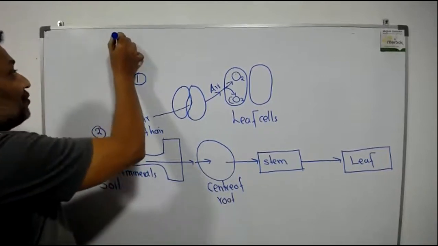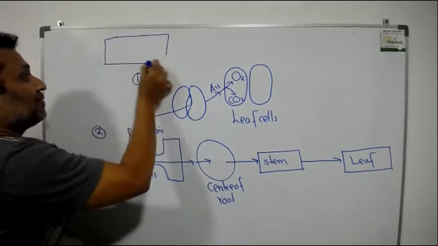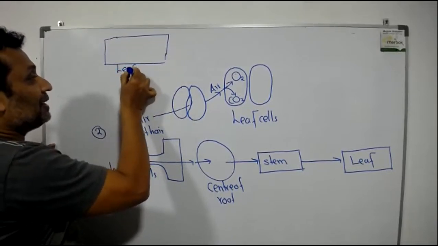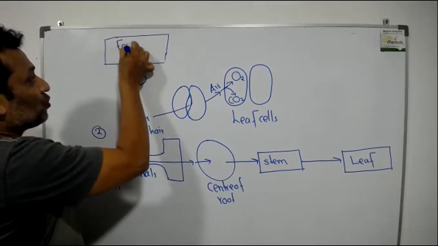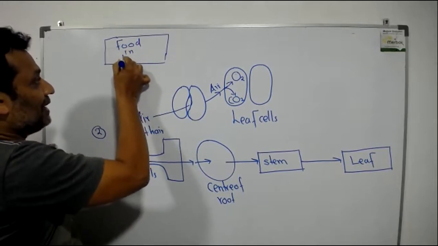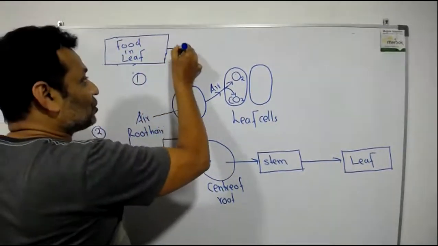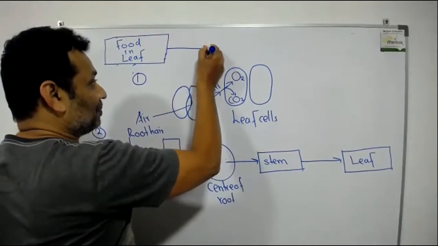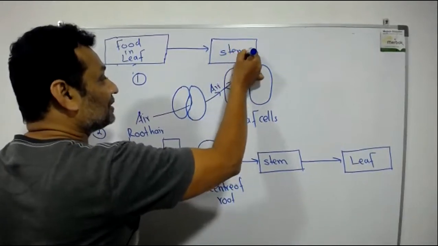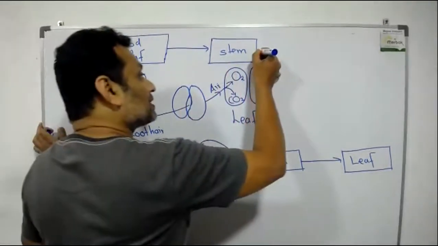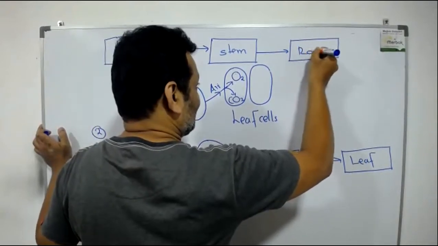Transportation of food produced by photosynthesis from leaves to the other parts of the plant. Say this is the leaf. In the leaf, what is produced? Food is produced. Food is in the leaf. Agree? From the leaf, it is going to the stem. It is going to the root. Understood?